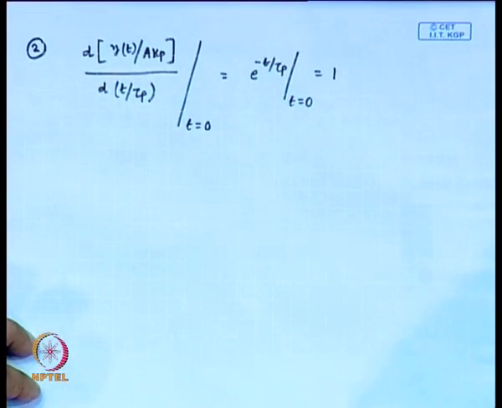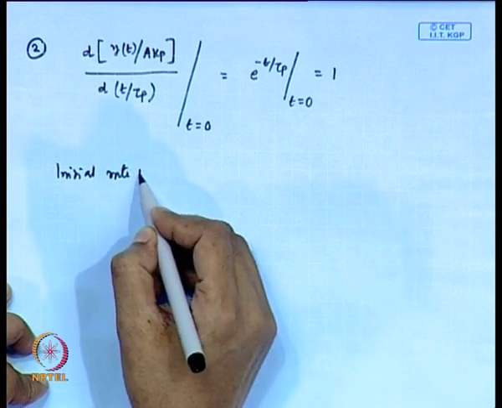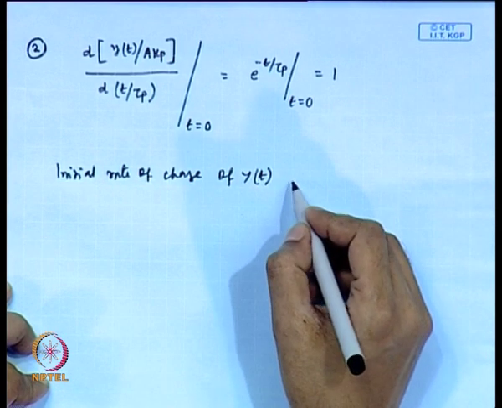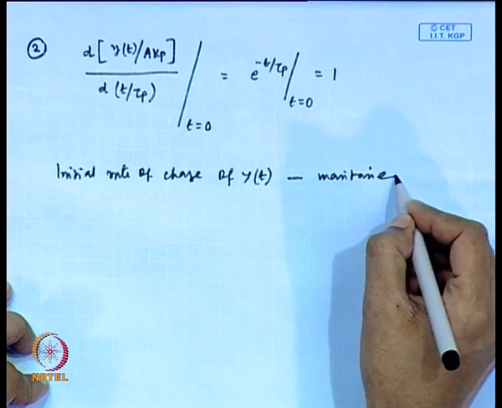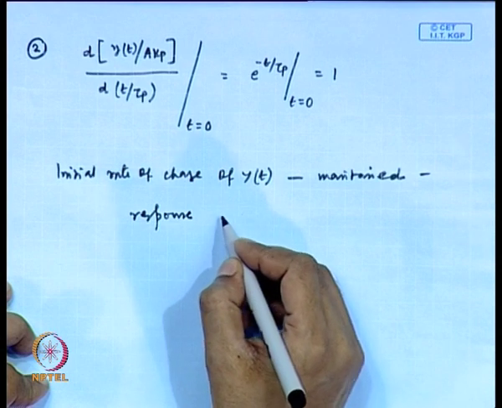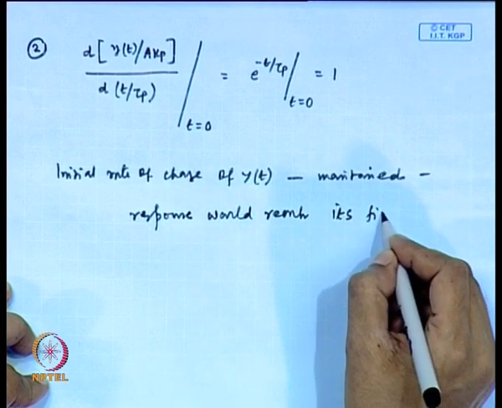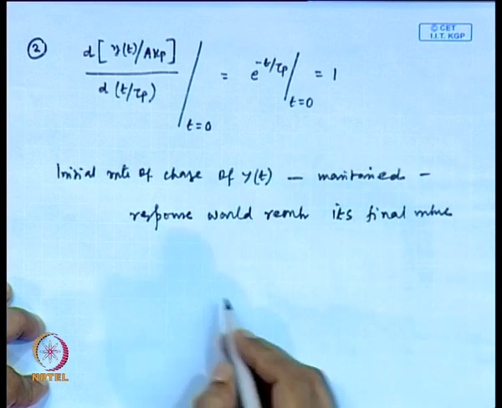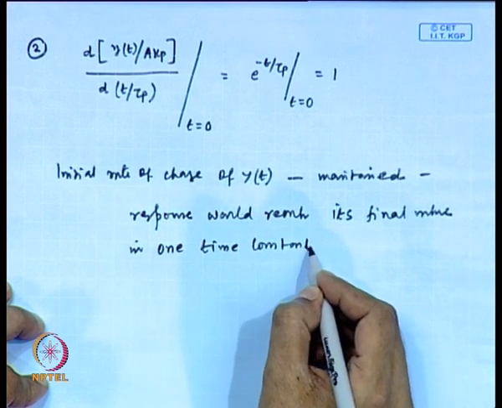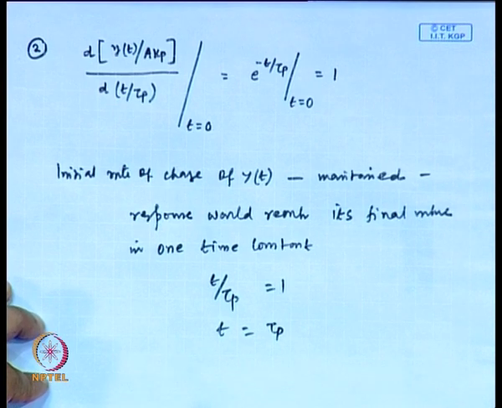So, we can conclude that if the initial rate of change of y t were to be maintained, then the response would reach its final value in one time constant, because t divided by tau p is 1. So, obviously, t equal to tau p. This is the second remark.